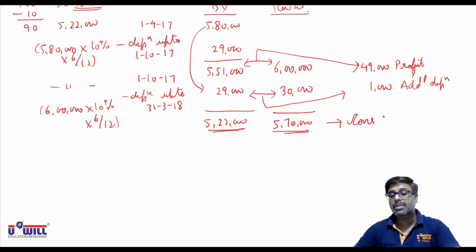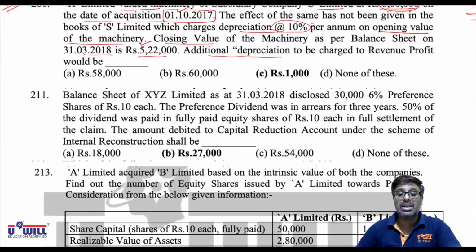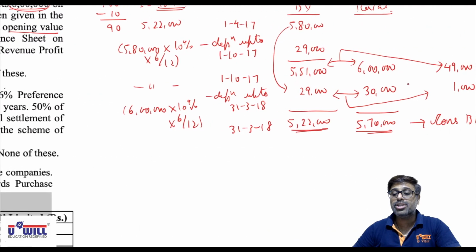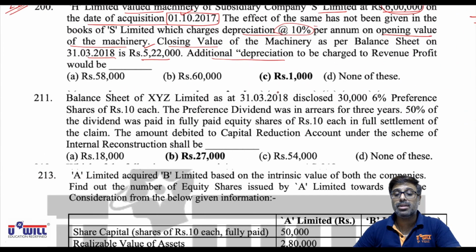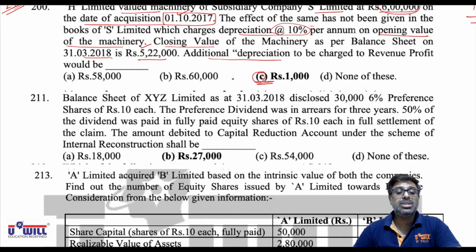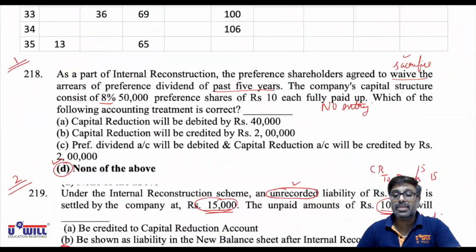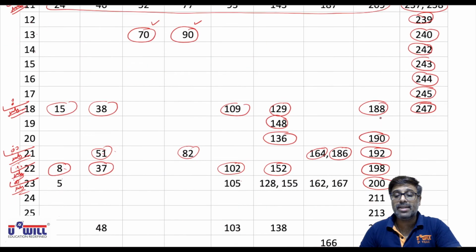This value will come in the consolidated balance sheet on 31/3/18. So this entire workings we make. Now what is the question as additional depreciation? So additional depreciation we got as 1000. Okay. So similar to this question 23, that is question 200, what I have done just now.